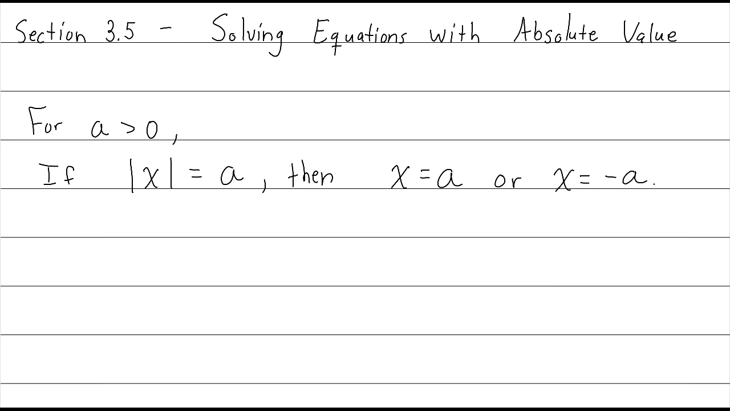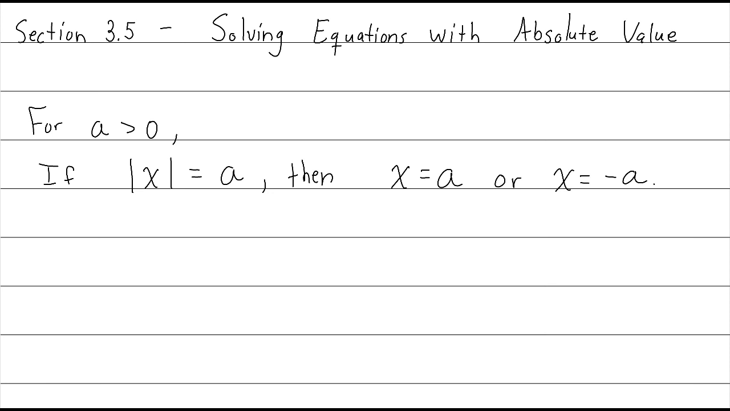So let's look at how this works if we were talking about 3 again. If you had the absolute value of some unknown equals 3, then x could be 3, x could be -3. Both of these would work. Either one, if you plug them in, would give you +3. This is what we're going to use to solve these absolute value equations.